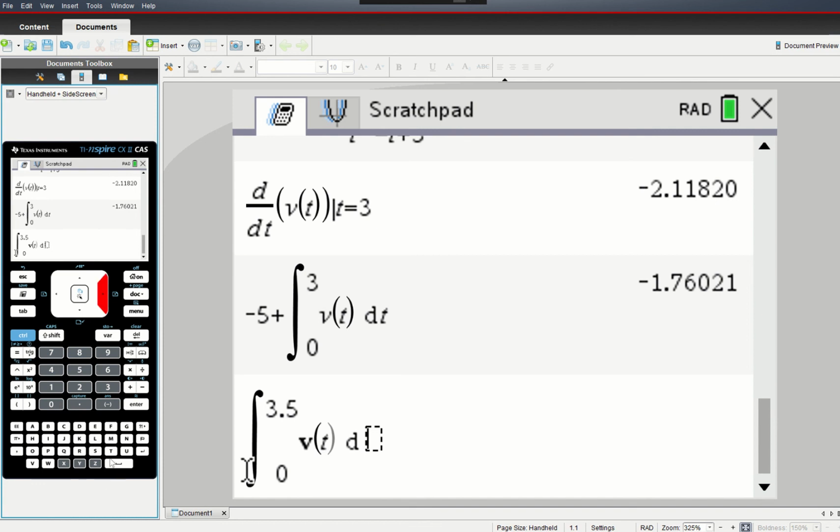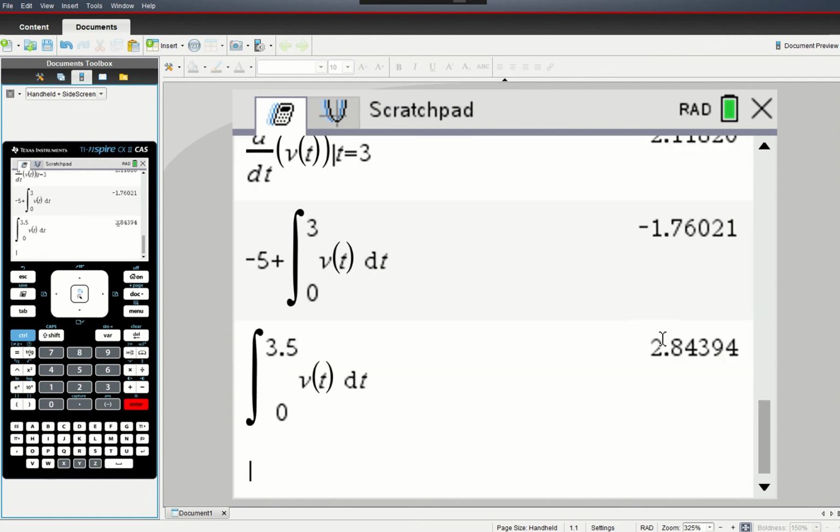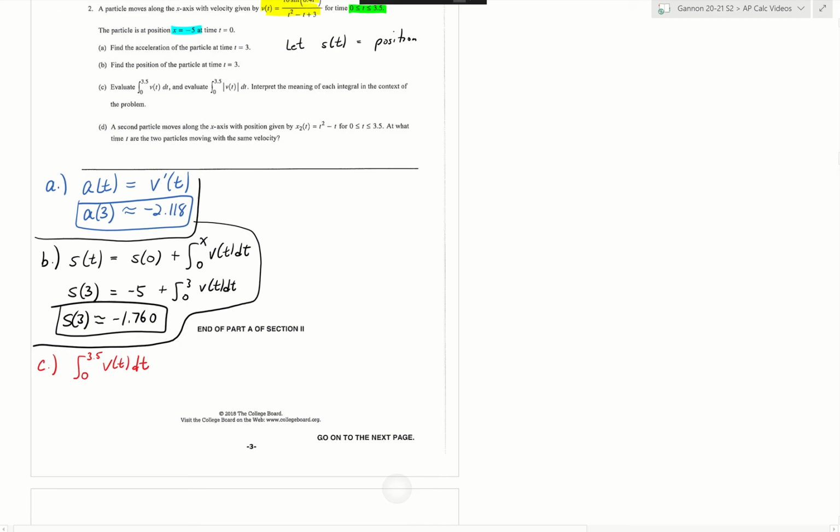dt. You can see that by storing v of t at the beginning, it has saved us from having to type it in over and over. I highly suggest you do that. What we get is about 2.844. You could put 843, but you do have to have 3 decimal places. So 2.844 is how I'm going to write that answer. So this is approximately 2.844.